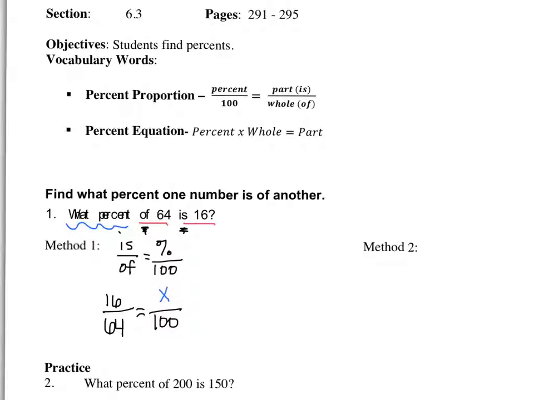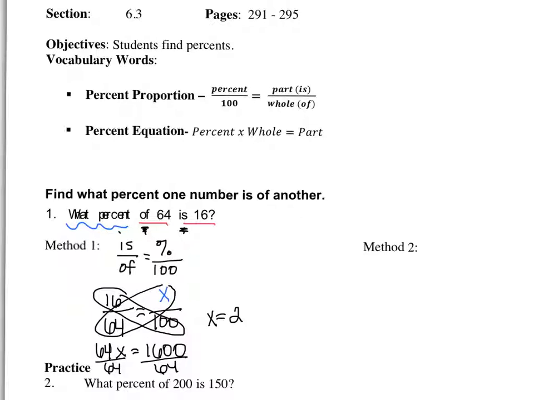To solve this, we're going to go ahead and cross multiply to where I get 64x equals 16 times 100, which is 1,600. This is just a one-step equation, so I'm going to divide both sides by 64, and I get 25 when I'm done. So x is equal to 25. Now the only thing here is this is a percent that we were finding, so you need to make sure that you tack on that percent sign when it's all said and done.